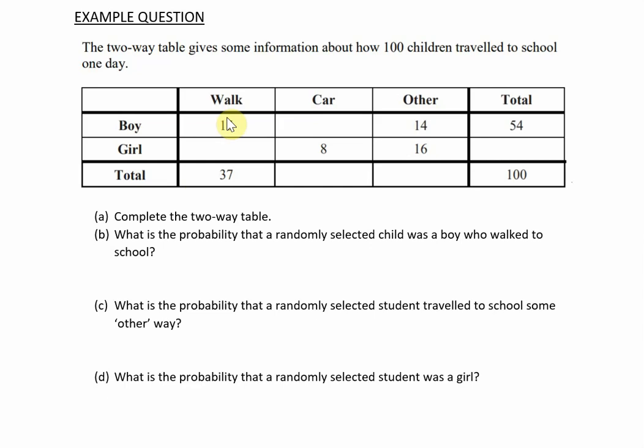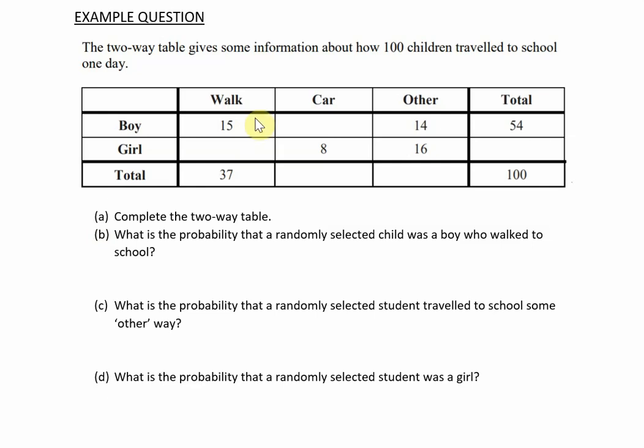The options that we've recorded are walk, car, or other, and then the children are split into boys and girls. The first part of our question asks us to complete the two-way table. Now, to complete a two-way table, you need to choose a column or a row that has all of the pieces of information except for one.